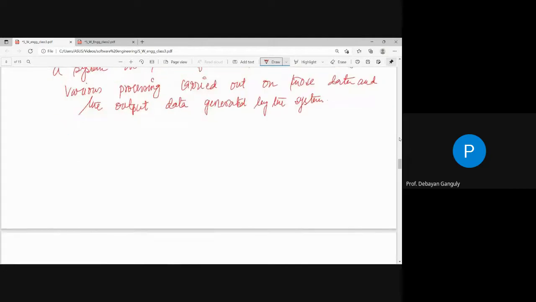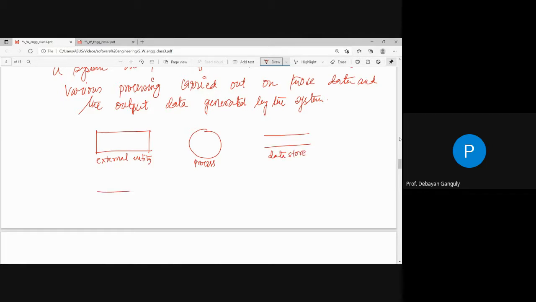So what are the basic symbols we are using in DFD? This symbol is used to express an external entity. By using a circle, we define a process. This symbol is used for storing the data; this is a data store. This arrow is nothing but data flow, and this one shows the output. So these are the 5 symbols that we are using in DFD.